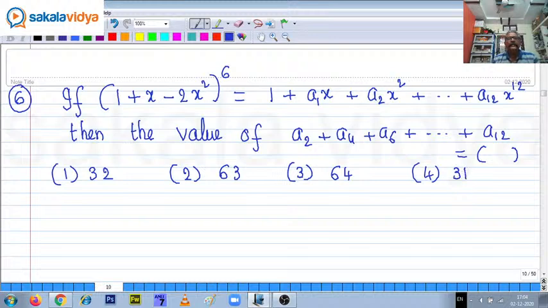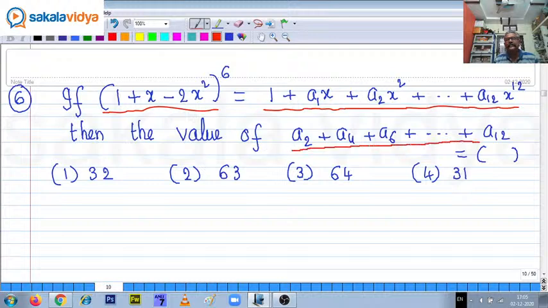So this problem is related to the binomial theorem, but moreover it is actually the sum of the coefficients of a binomial expansion or even a multinomial expansion. It's a multinomial expansion that is given. So first this can be solved like this. 1 plus x minus 2x whole to the power of 6 is expanded as 1 plus a1x plus a2x square plus so on up to a12 x to the power of 12. Then we need to find the value of a2 plus a4 plus a6 plus a12.